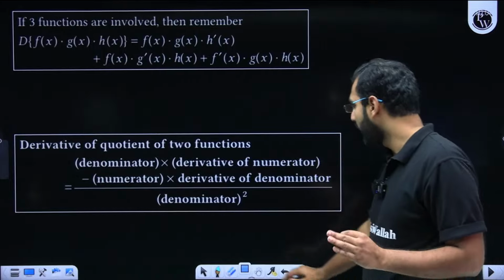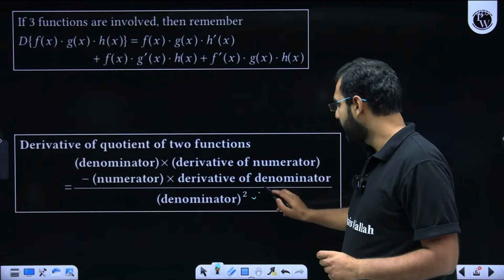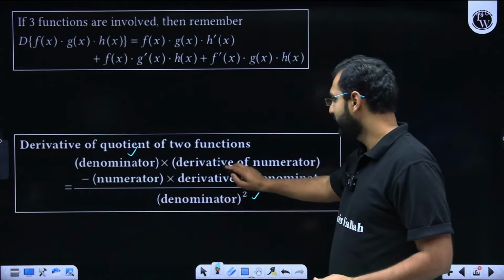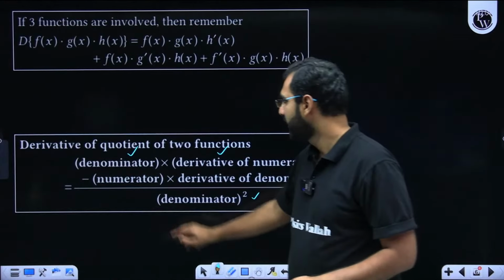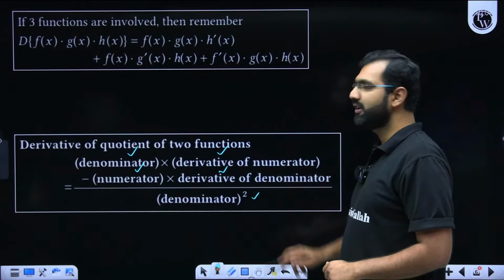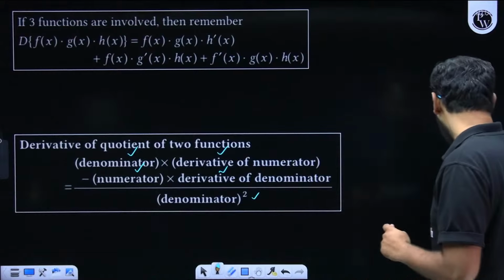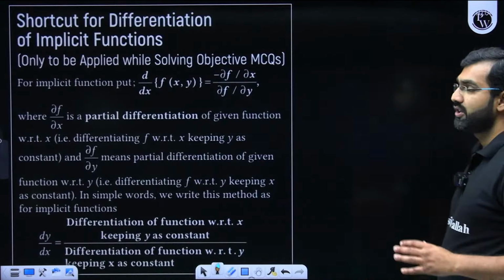I hope you all are very clearly aware. The denominator should be squared in the denominator only. Then the denominator as it is, derivative of the numerator, minus the numerator as it is, derivative of the denominator. If you are aware of these basics, they will definitely help you very much in your JEE examination.